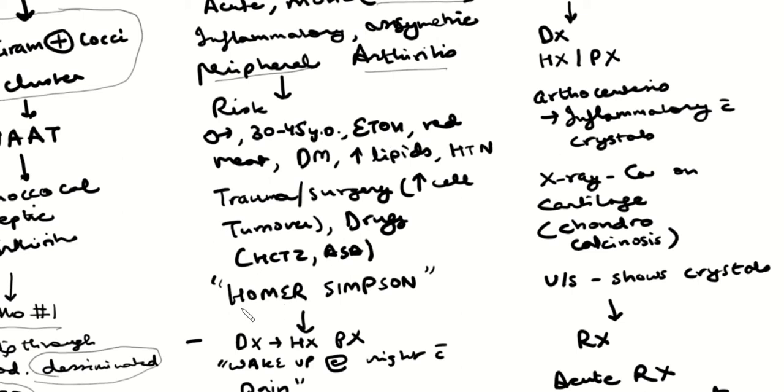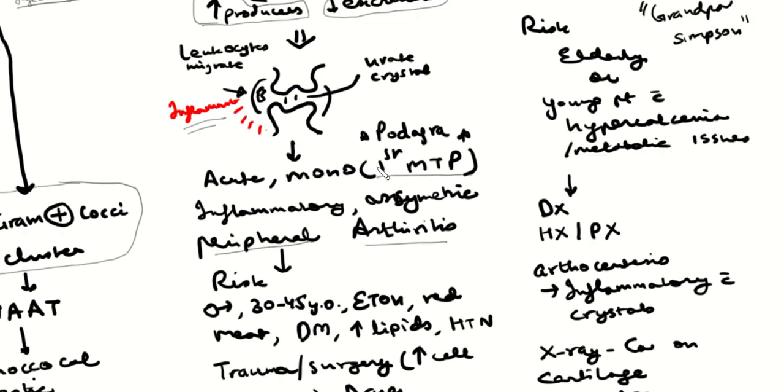Think of Homer Simpson, one of the characters in the show The Simpsons. That's the kind of patient you're going to see. He's a prototype which will help you remember: 30 to 45, likes Duff beer, eats a lot of red meat, and I'm more than sure there's diabetes, lipids, and hypertension involved. So it's a good way to remember how the patients will present.